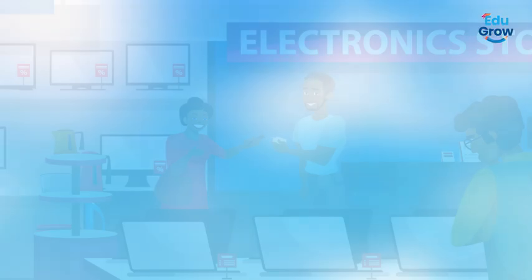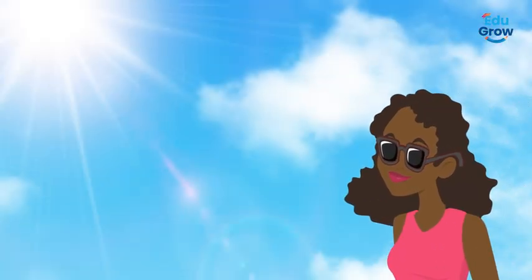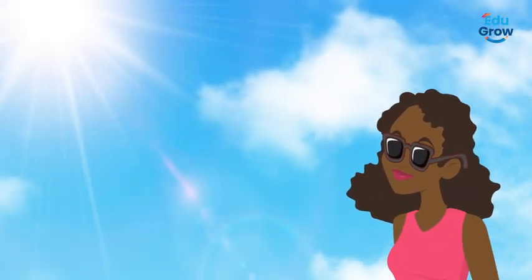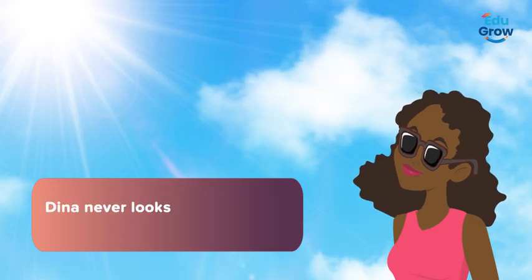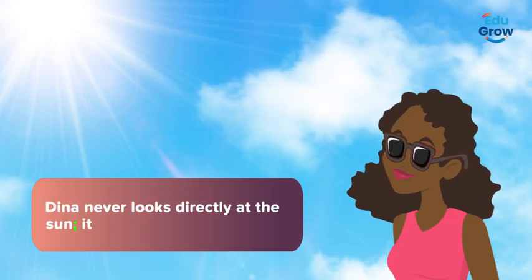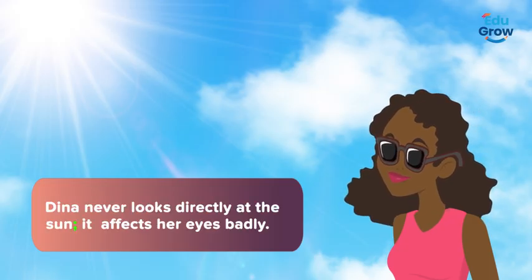Here is an example of 2 independent clauses joined by a semicolon. Dina never looks directly at the sun; it affects her eyes badly.